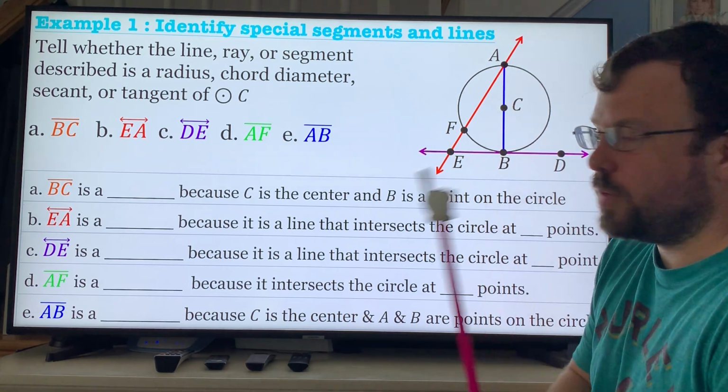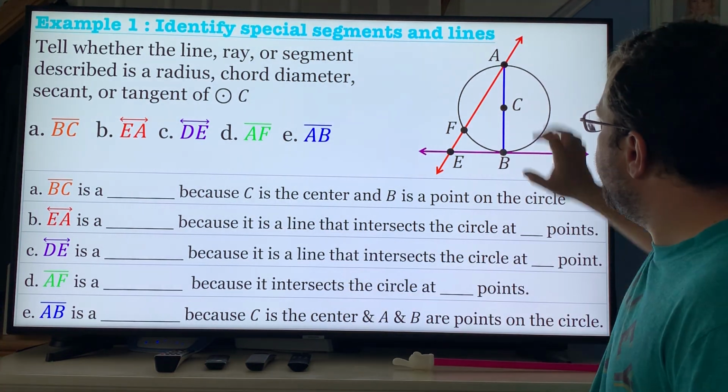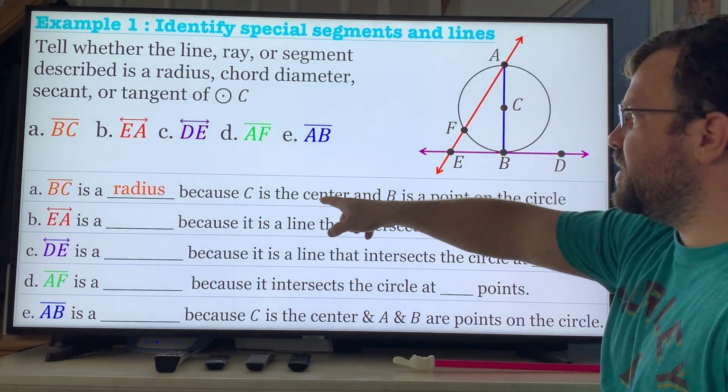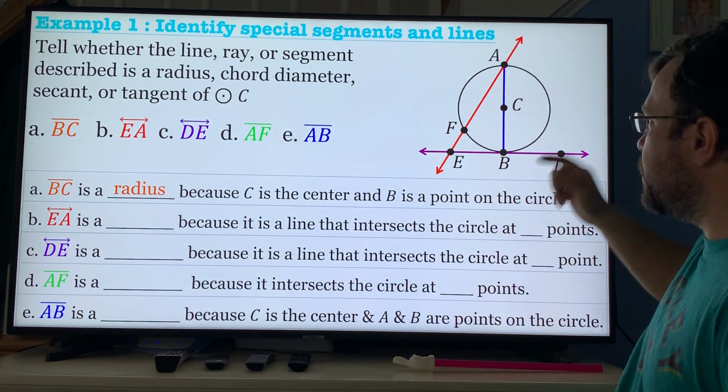Now I'm going to go over them. So hopefully you paused. BC, B to C, is this one right here. And you should have said that is a radius, because C is the center and B is a point on the circle.